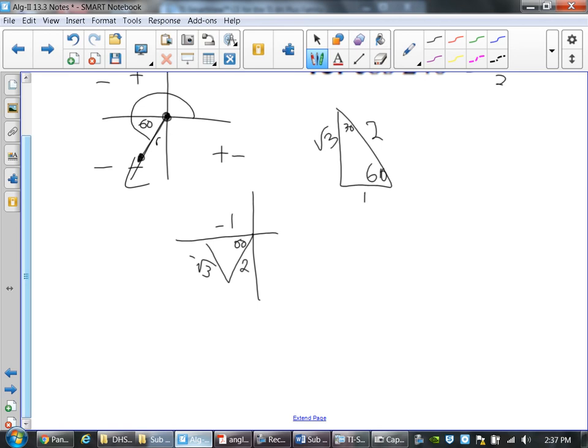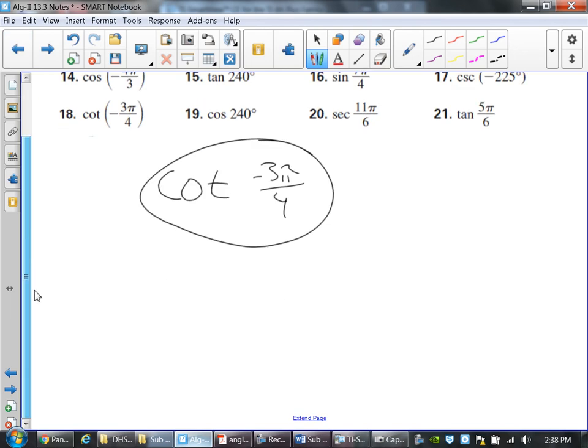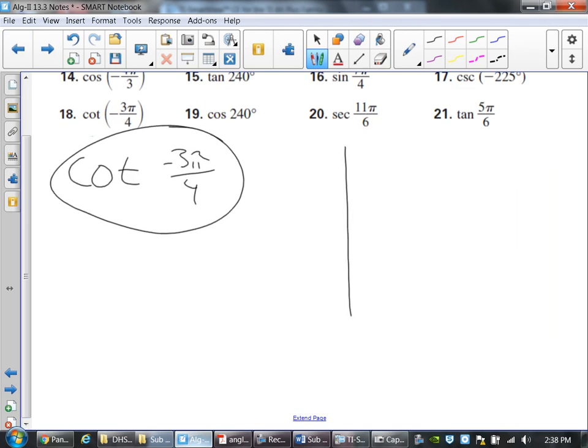Back to what I just had there. Cotangent negative 3 pi over 4. Negative 3 pi over 4 just tells me I go the other direction. Drop into what quadrant then? Third quadrant. Very good. 45-degree reference angle. What is the tangent of 45 degrees? -1. So here would be -1 over -1. So your answer is 1.